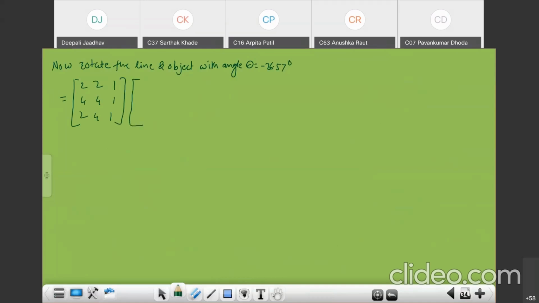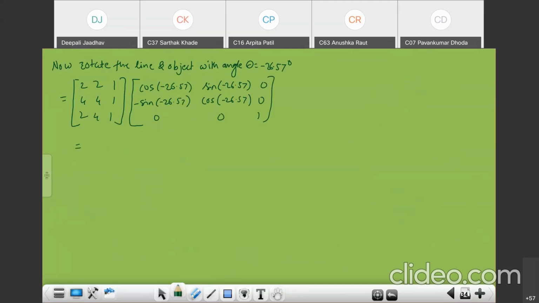transformation matrix. It is cos theta, sin theta, minus sin theta, cos theta, that is the transformation matrix for counterclockwise rotation. So I write here cos minus 26.57, sin minus 26.57, then minus sin minus 26.57, cos minus 26.57. That is our transformation matrix T for the rotation with the angle theta minus 26.57. Now try to calculate it.